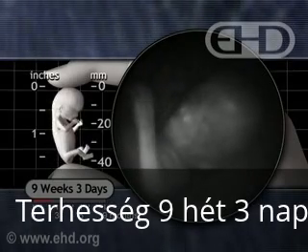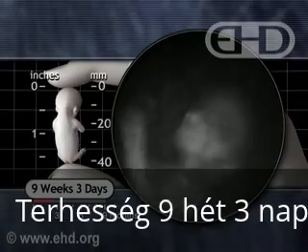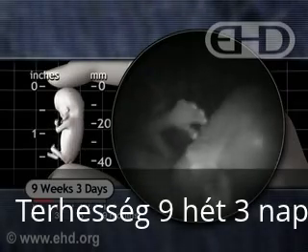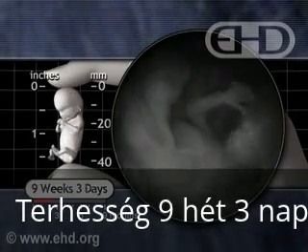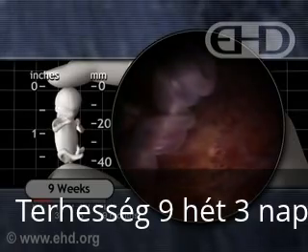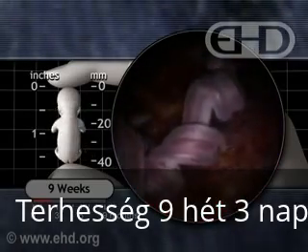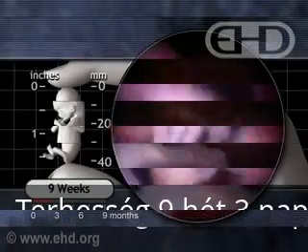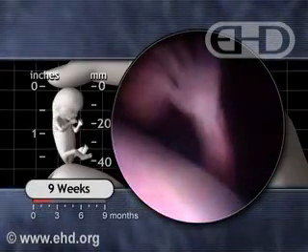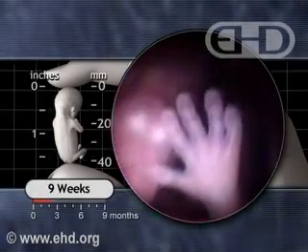Nerve receptors in the face, the palms of the hands, and the soles of the feet can sense light touch. In response to a light touch on the sole of the foot, the fetus will bend the hip and knee and may curl the toes. The eyelids are now completely closed.